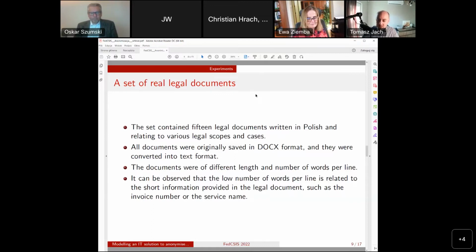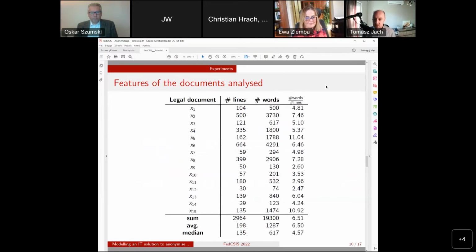It was observed that a low number of words per line is usually related to short information provided in the legal document. So the preamble, like the address part, was usually consistent with short lines. Over here are the features of the documents analyzed. As we can see, there are 15 of them. The average number of words per line is 6.5, but that varies a lot for different documents, as we can see over here.